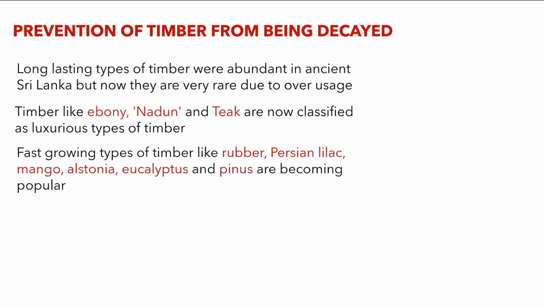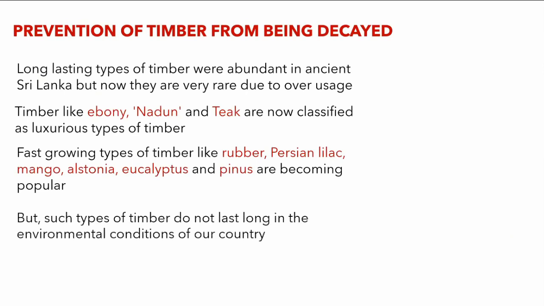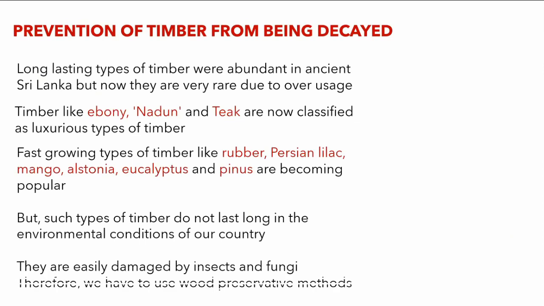Therefore, people nowadays are compelled to use fast-growing types of timber such as rubber, Persian lilac, mango, alstonia, eucalyptus, and pinus. But these timbers do not last in the environmental conditions of our country. They are easily damaged by insects and fungi. Therefore, we have to use wood preservative methods.